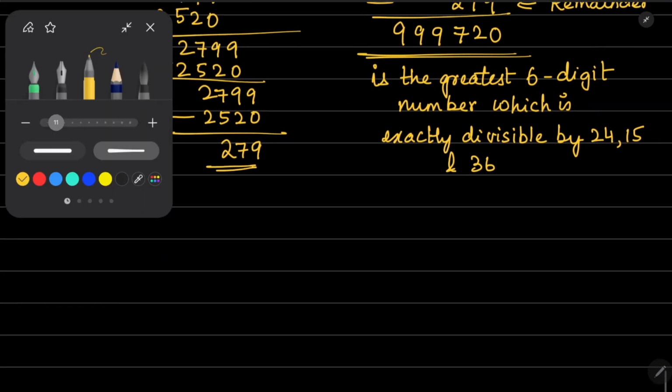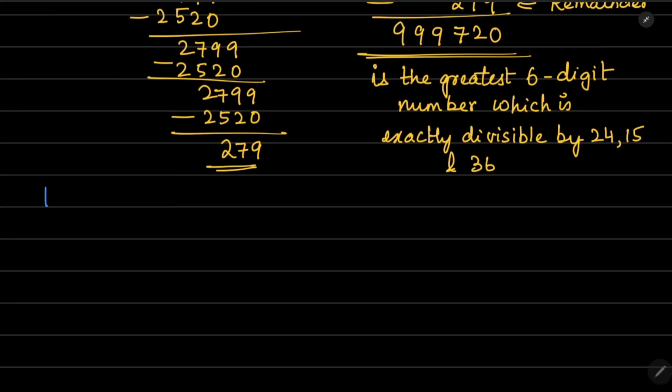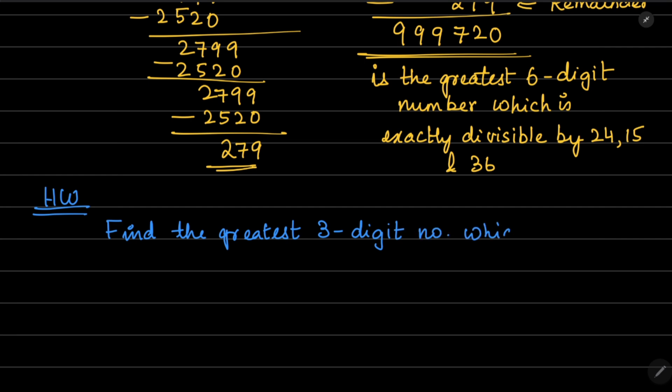Now let me give you a homework. You should try this question. Find the greatest three-digit number which is exactly divisible by 4, 6 and 8. This is your homework.